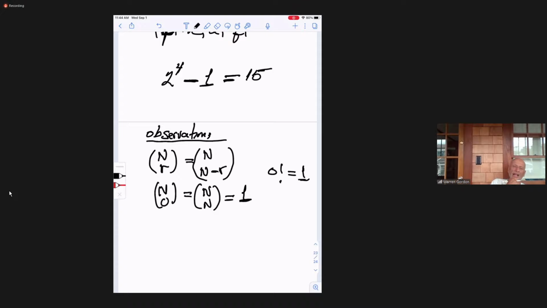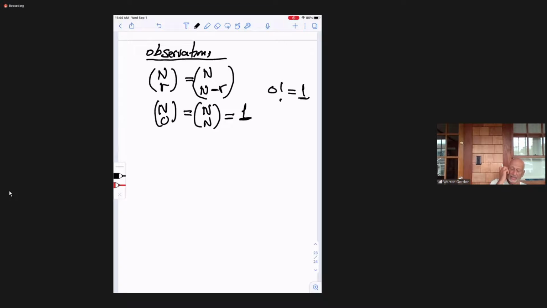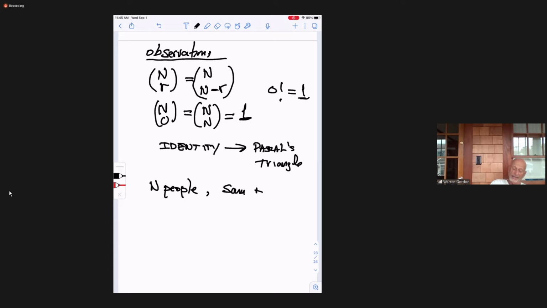And I want to derive one other nice result. There may be some others I'll get later, but I want to prove an identity. And this identity is the basis for something called Pascal's triangle, which you may have had when you took algebra. And I may want to use this later. So suppose I have n people, one of whom is Sam. So I have Sam and n minus 1 others.